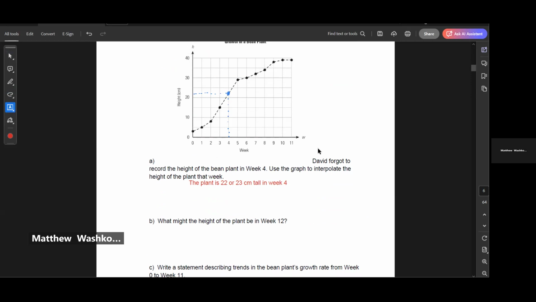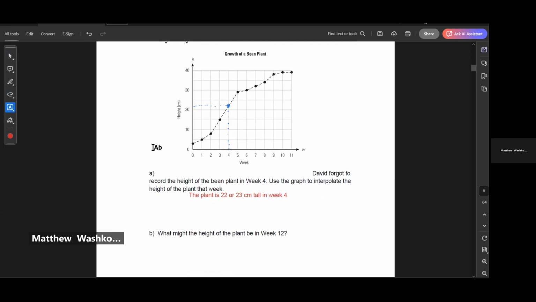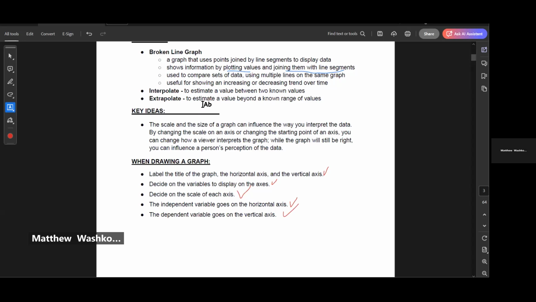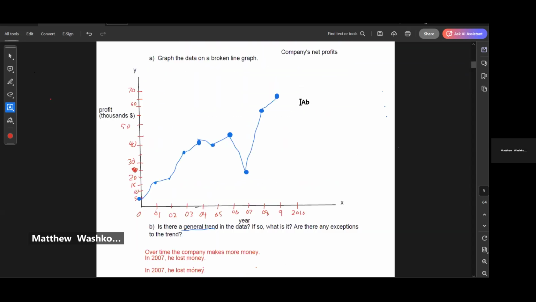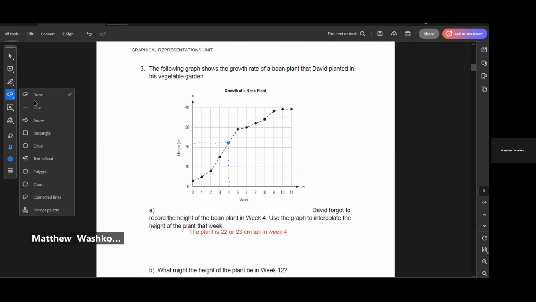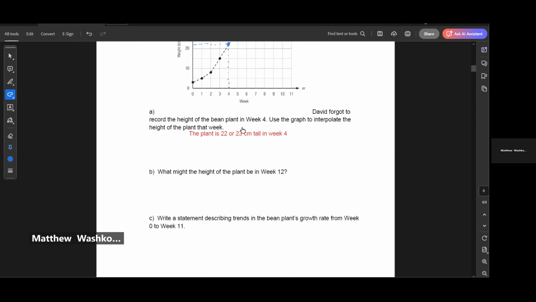Whereas in question B, well, what might be the height of the plant in week 12? Well, what happened the last few weeks? This is extrapolating. We are extrapolating this. We're estimating the value beyond the known range. We don't know what it's going to look like in week 12 for sure. But we can probably guess that based on the trajectory of this line, it's probably going to be about the same. So it looks like it'll be about 39 or 40.